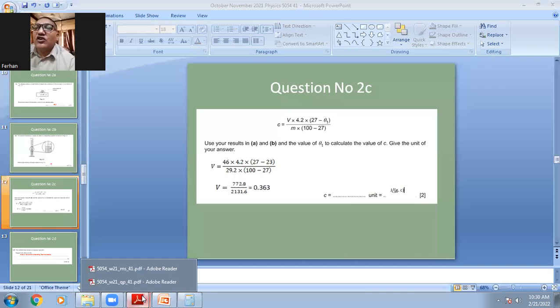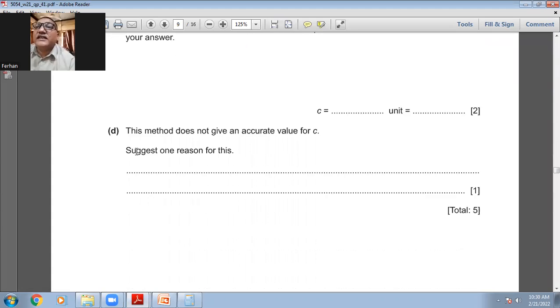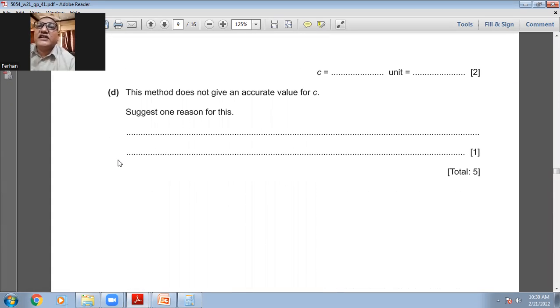Okay, so let's move to the next part. He says this method does not give an accurate value for the C. Suggest one reason for this. You see, when you put that hot copper into the water, a lot of heat goes into the atmosphere, and by the process of evaporation also a lot of heat is lost to the surrounding. So that's why this method is not that accurate.